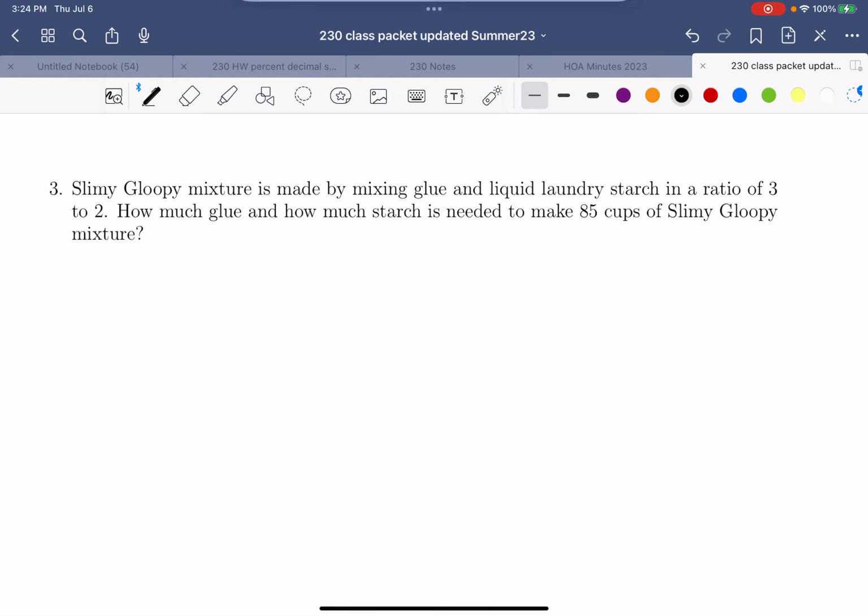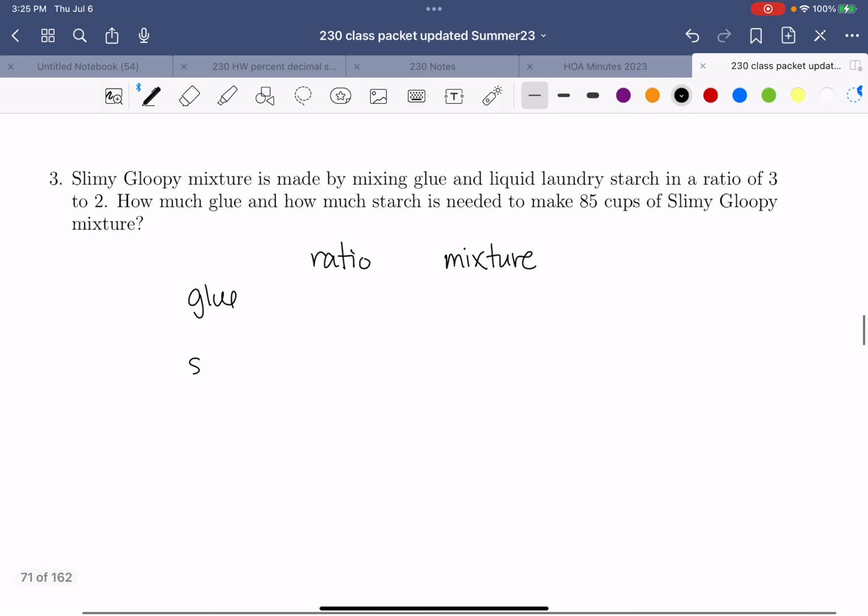Number 3, a slimy gloopy mixture is made by mixing glue and liquid laundry starch in a ratio of 3:2. How much glue and how much starch is needed to make 85 cups? And so again, I'm going to have that ratio across the top because they're giving me a ratio of how to mix it. And then let's see, how much to make the mixture. So I'm going to put mixture over here. You could put cups if you wanted. And then we've got glue and the starch. And of course, you can shorten them if you need to. And then I put my ratio in there, and then I put my 85 cups over here on the right.